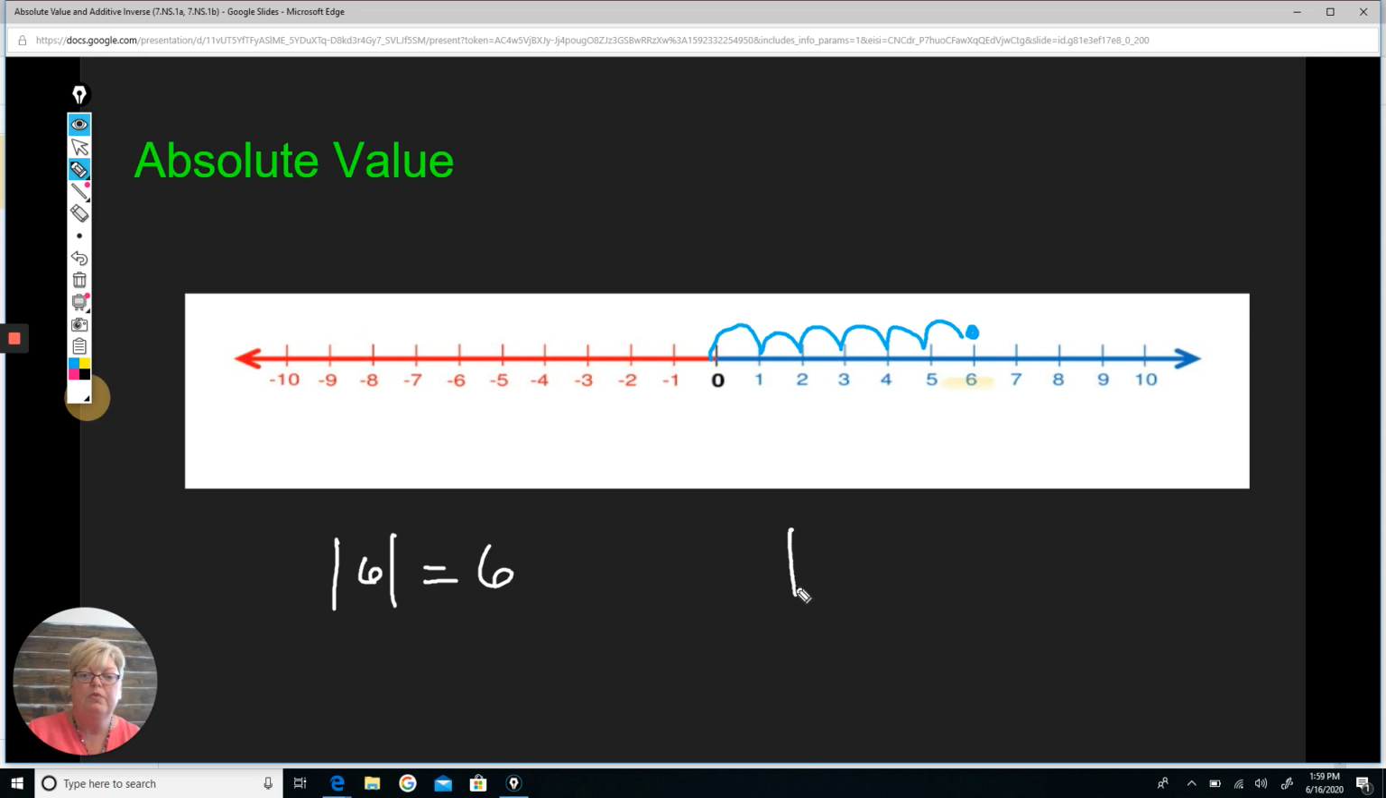So now let's look, what is the absolute value of -6? Again, we're going to grab a dot and put it at -6. We're going to count the spaces to 0. And when I counted those, that gave me 6. Now, I need you to remember, absolute value is always positive because we're talking about distance, the distance from one location to another, okay? So now we're going to look at additive inverse.